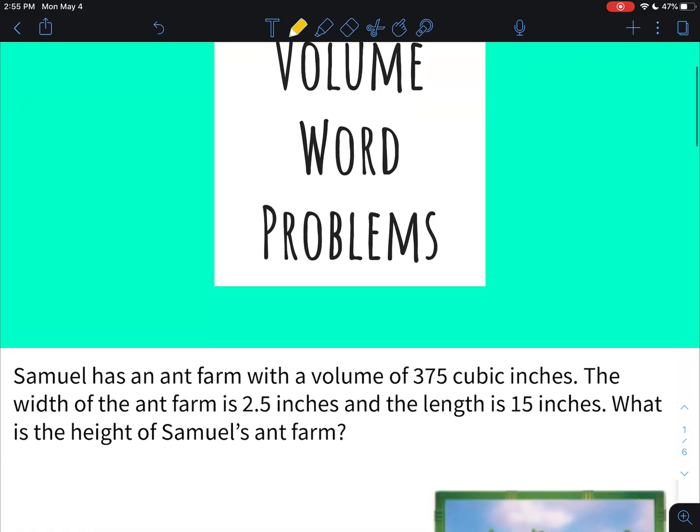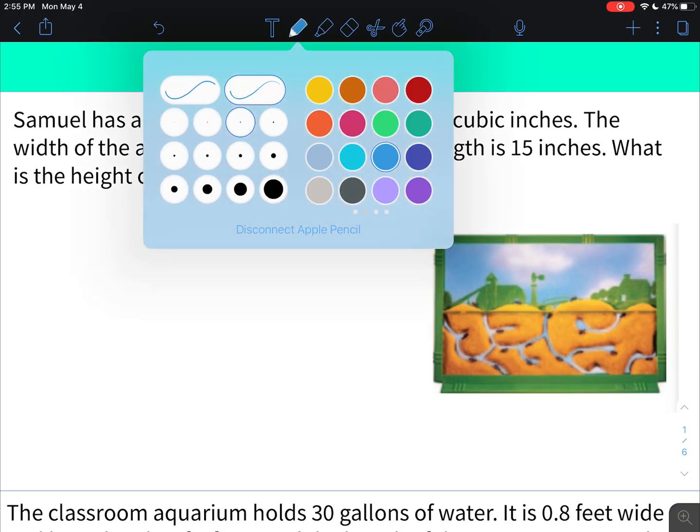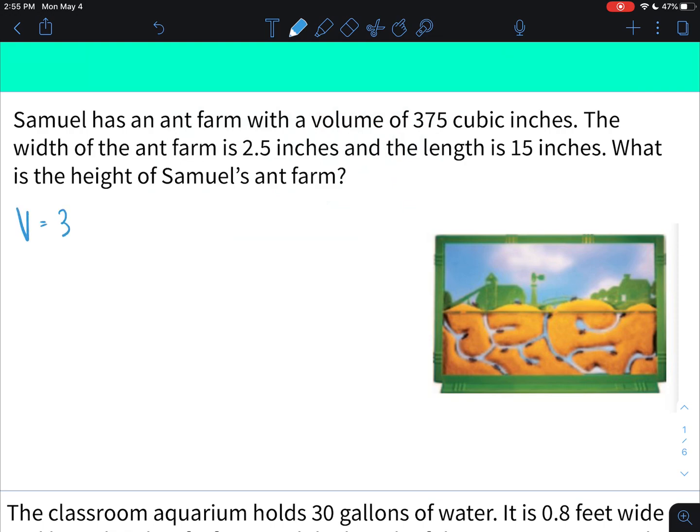But we are going to do some volume word problems. So I'm going to start really easy and give you just like a solving equation one. So Samuel had an ant farm with a volume of 375 cubic inches. So we know the volume is 375 cubic inches. The width of the ant farm is 2.5 inches. And the length is 15 inches. And they want us to figure out the height of the ant farm.